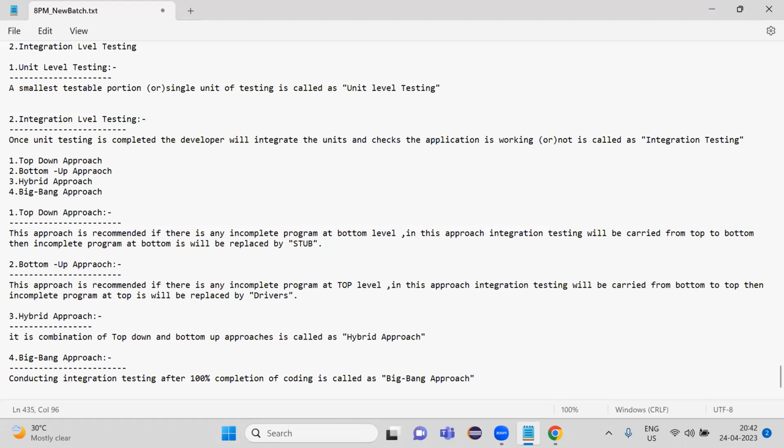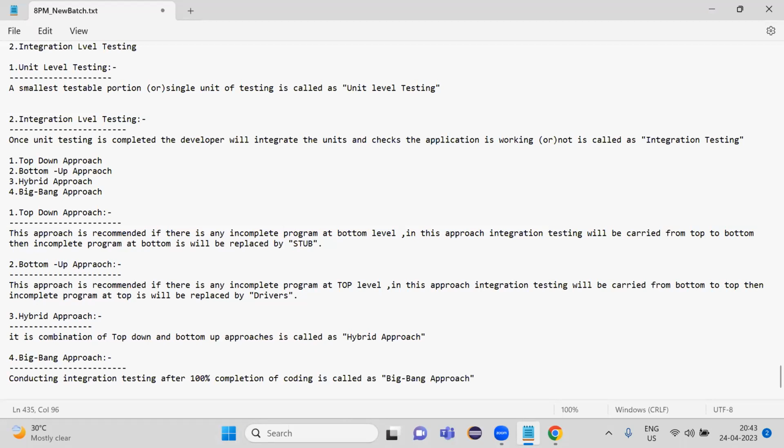White box testing is divided into two types. One is unit level testing, and the second is integration level testing. Unit level testing is the smallest piece of code, a single unit, and testing it is called unit level testing.